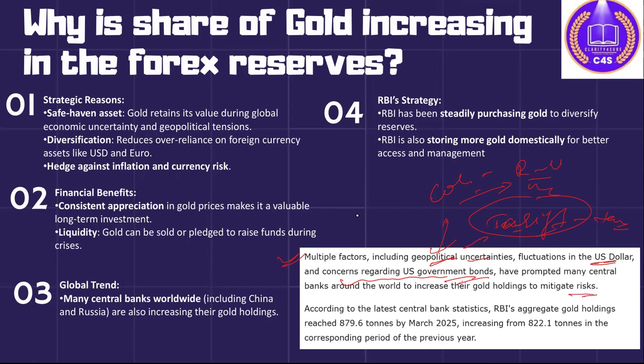And see here, by March 2025, our gold reserve has increased to near about 879 tons. That is nearly 880 tons. Last year, by March 2024, it was 822 tons, but this year it is 880 tons. This is the volume of gold that we have as of now, right? So you can use this factual data as well.